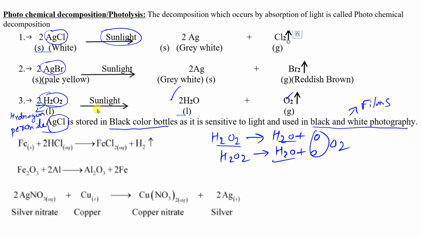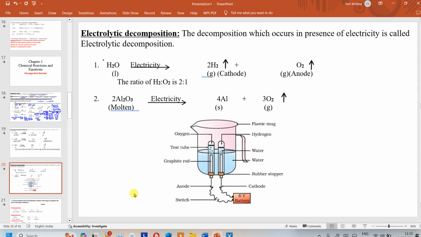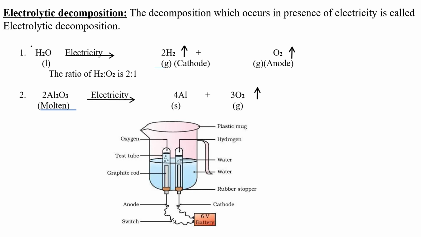I hope it's clear. The next type of decomposition is electrolytic decomposition. The decomposition which occurs when you pass electricity is said to be electrolytic decomposition. If you take water, actually it is 2 molecules here. If you pass electricity through that, it breaks as H2 and O2. How it happens, let's see.